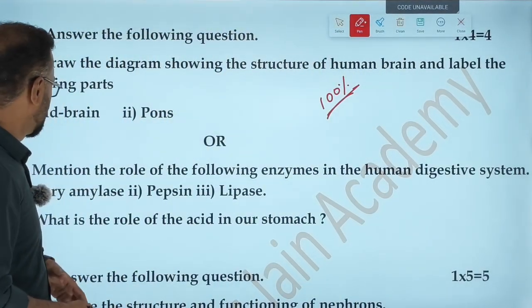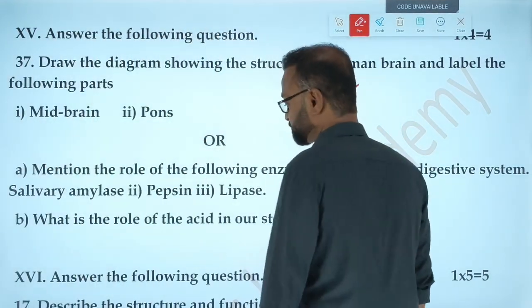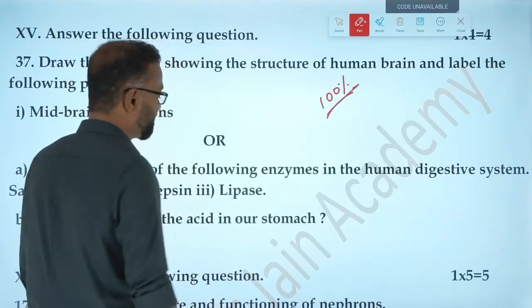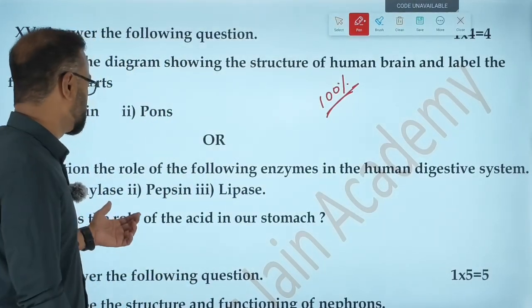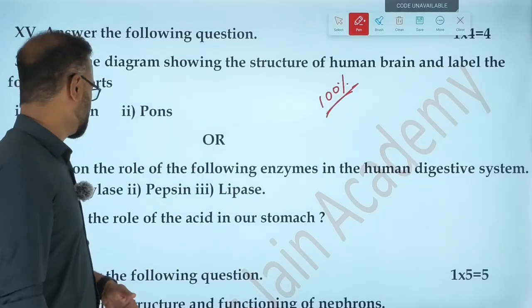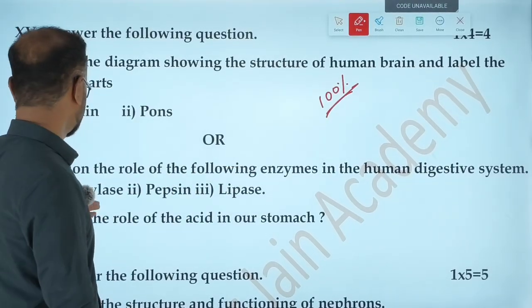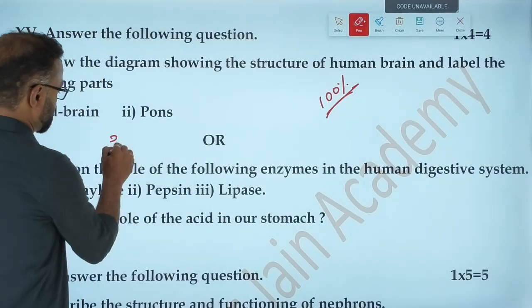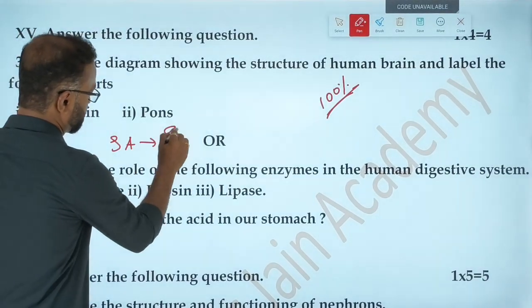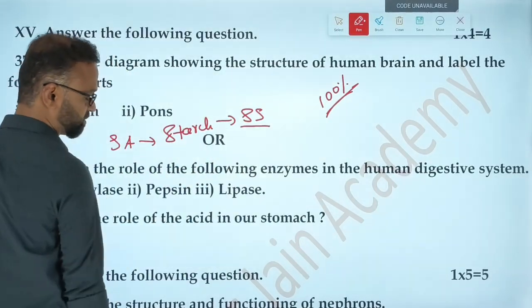Then mention the role of the following enzymes in the human digestive system. Okay, this is very simple. They ask about the human digestive system. If they ask only about the small intestine, we should mention only trypsin and lipase. Here it is the human digestive system. Mention the role of the following enzymes in human digestion: salivary amylase, pepsin. Salivary amylase, what will it do? Salivary amylase will break down starch into simple sugars.